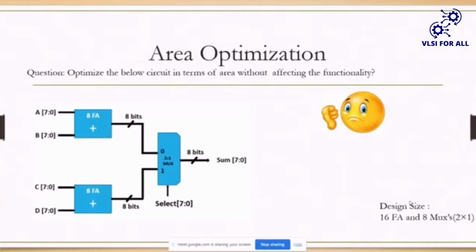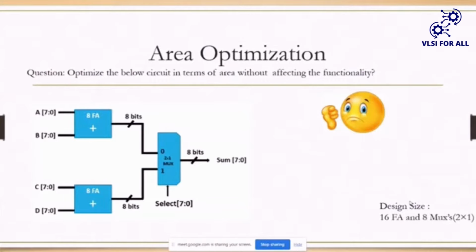If the design has more number of elements, then definitely you require more power. Now, coming to the point, let's have this design. What it is doing, there are 16 full adders, where 8 full adders are adding both A and B bits, where A has 8 bits, B has 8 bits. It is adding both A and B, and there is a result.